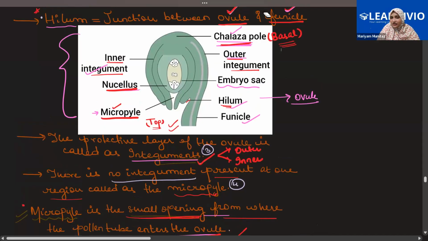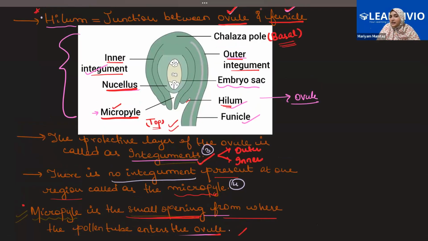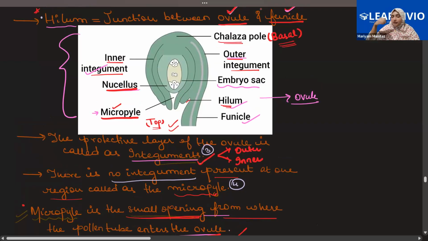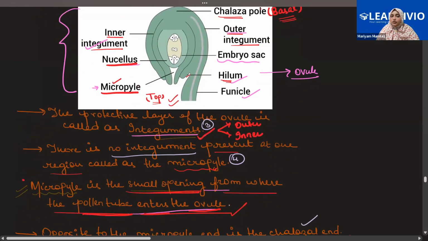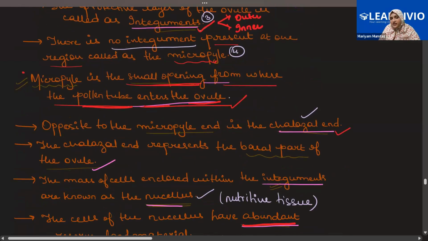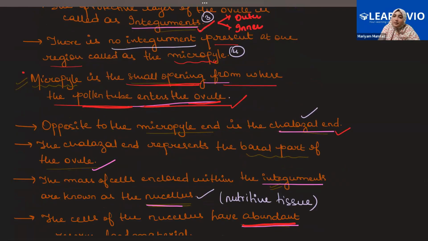Okay, chalaza is the structure which represents the basal part, meaning the base of the ovule, and the top of the ovule is micropyle. So opposite to the micropyle end is the chalazal end, and the chalazal end represents the basal part of the ovule, the base.